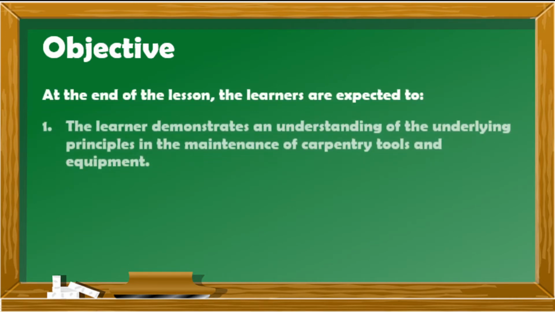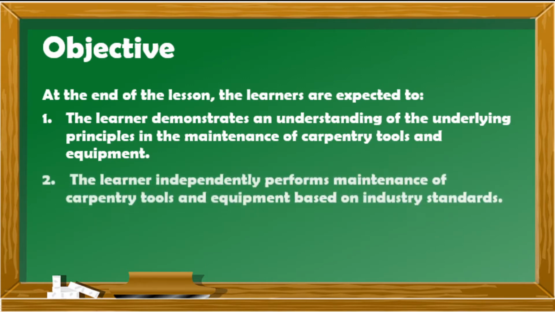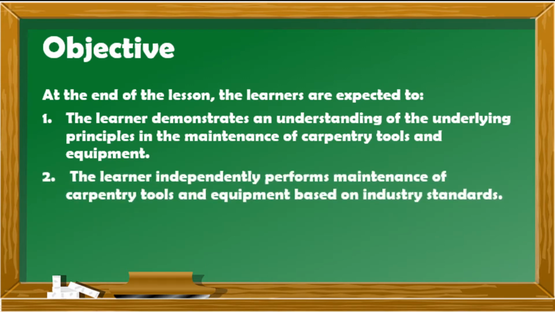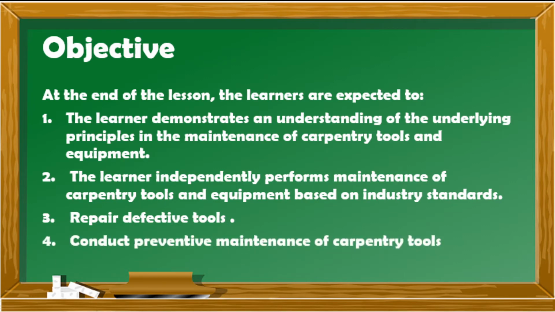At the end of the lesson, the learner is expected to demonstrate an understanding of underlying principles and maintenance of carpentry tools and equipment. Next, the learners independently perform maintenance of carpentry tools and equipment based on industry standards. Next is to prepare defective tools, and last is to conduct preventive maintenance of carpentry tools and equipment. So these are the learning objectives we need to attain at the end of our lesson. Okay? So now, let's proceed.